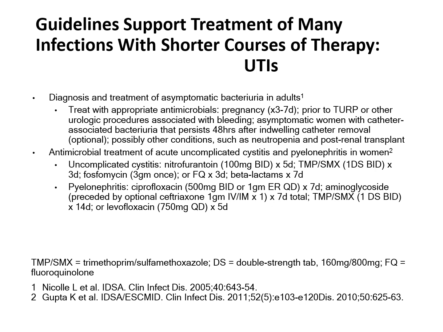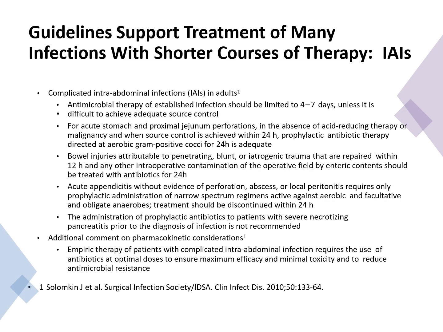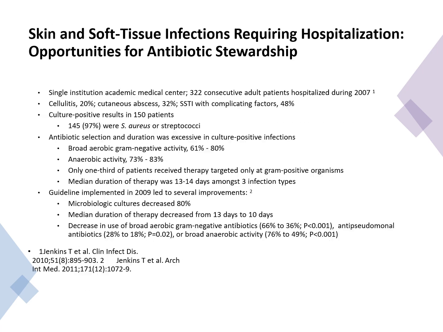It was observed through a study on UTI. Diagnosis, prevention, and treatment of catheter-associated UTI in adults was studied, and guidelines support treatment of many inpatients with shorter courses of therapy. Guidelines also support treatment of many infections with shorter therapy in intra-abdominal infections. Empirical therapy of patients with complicated intra-abdominal infections requires the use of antibiotics at optimal doses to ensure maximum efficacy and minimal toxicity to reduce antimicrobial resistance. Skin and soft tissue infections requiring hospitalization are opportunities for stewardship.